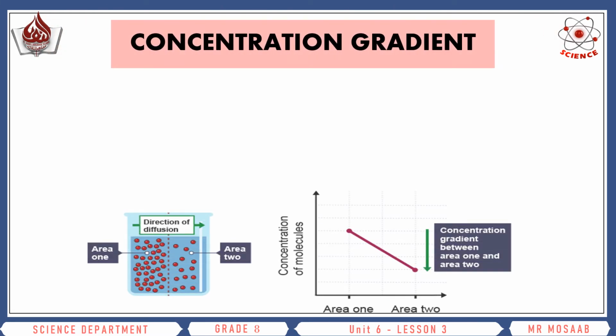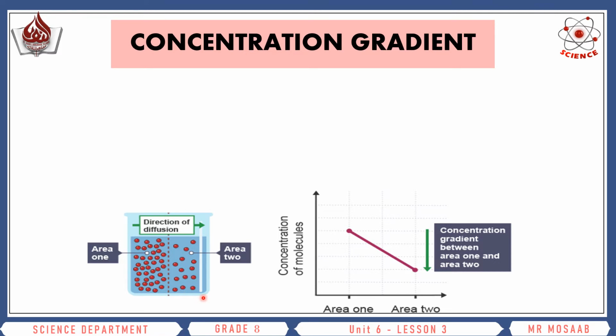So who can tell us the difference between area 1 and area 2? What is the difference in concentration between area 1 and area 2 for the red particles? Exactly. Area 1 has a higher concentration than area 2. As you can see here, area 1 has more particles than area 2. So the high concentration area is area 1 and the lower concentration area is area 2.